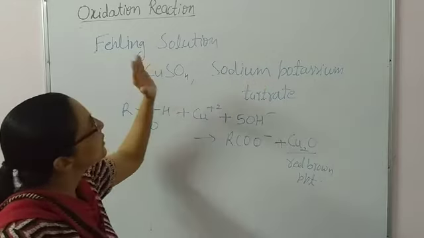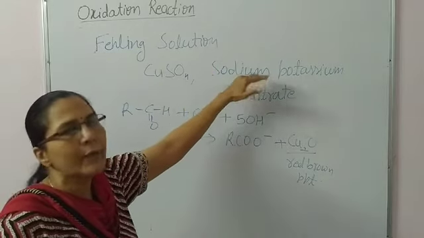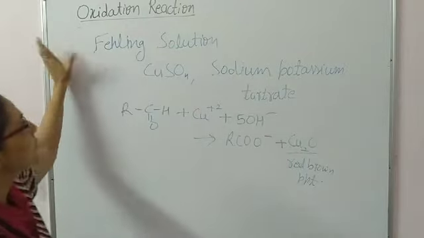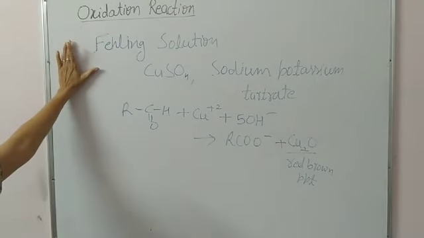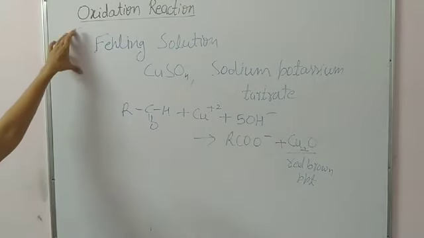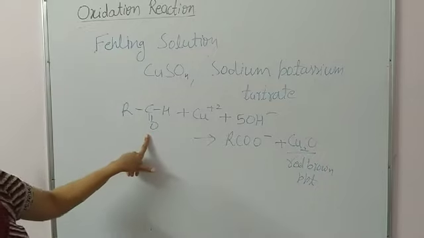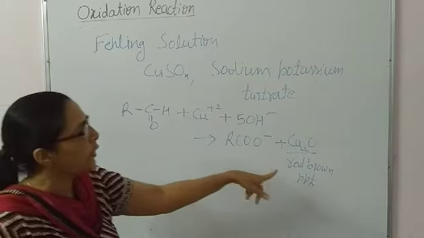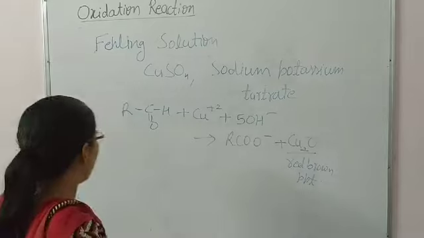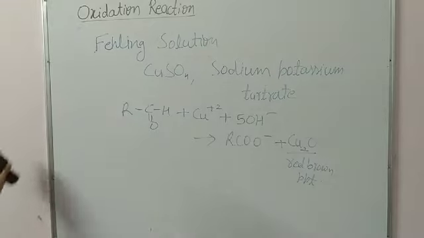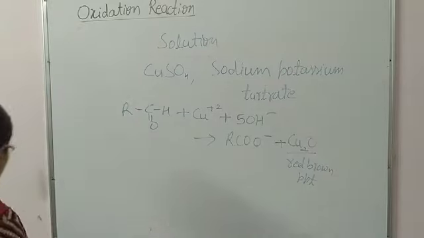When Fehling A solution is mixed with an equal amount of Fehling B solution, the resulting solution is known as Fehling solution. And when this Fehling solution is treated with an aldehyde, there will be formation of a red-brown colored precipitate. Now, the next reagent, that is Benedict solution.